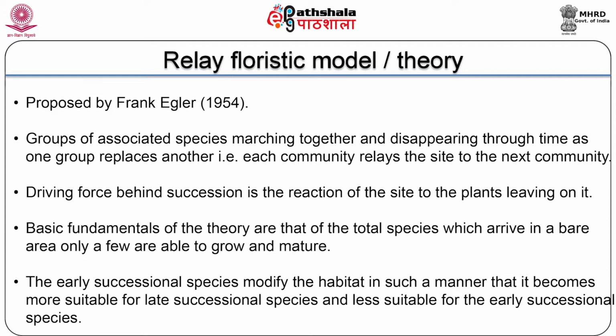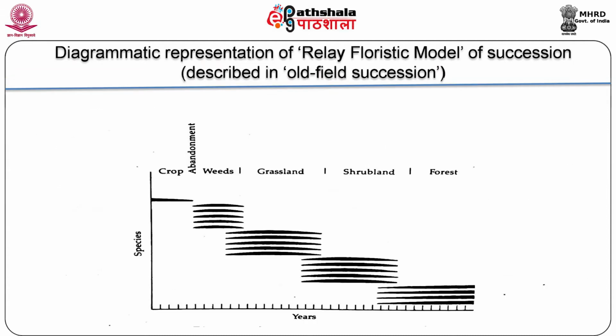The basic fundamentals of the theory are that of the total species which arrive in a bare area, only a few are able to grow and mature. The early successional species modify the habitat in such a manner that it becomes more suitable for the late successional species and less suitable for the early successional species. This slide shows the diagrammatic representation of the relay floristic model of succession described in old field succession. The importance of the species at a given time is represented in terms of thickness of the line.